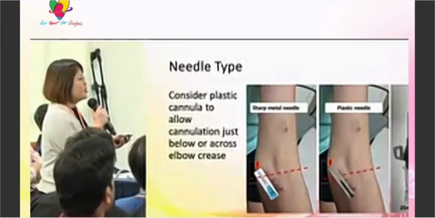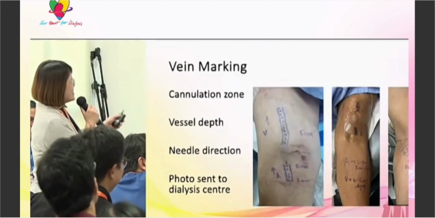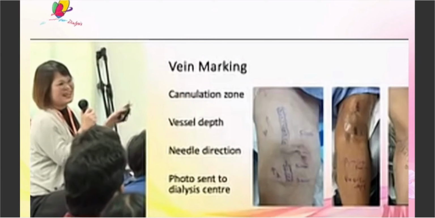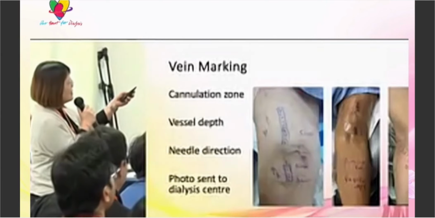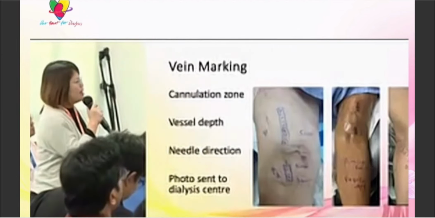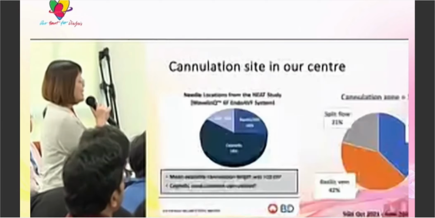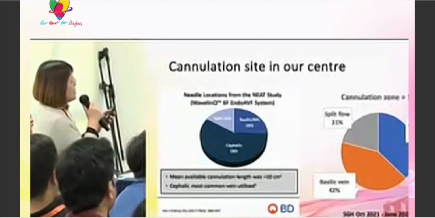And this is what we do. So the patients come to us. This is the marking that we do. As you can see, we mark the cannulation zone, and we also indicate the depth and direction of the needle as a guide. All of this is routinely done, photo taken, and then we send it to the dialysis center. So these are some of the experiences that we have in terms of the cannulation zone.